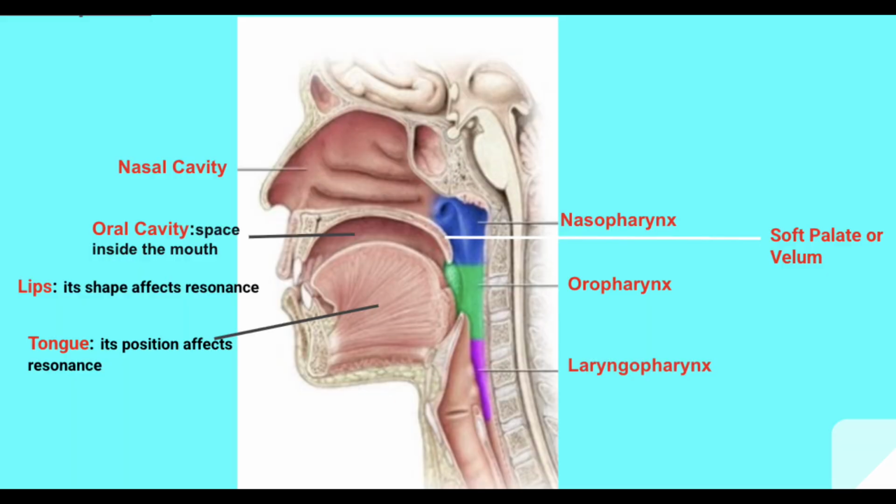The vocal tract includes the nasal cavity, the oral cavity, which is the space inside of your mouth. The lips, tongue, and soft palate are also included here because the movement and shape of those structures do have an effect on vocal resonance. The nasopharynx is the back of the nasal cavity, the oropharynx is the back of the mouth, and the laryngopharynx is just above the larynx, way down in the throat.